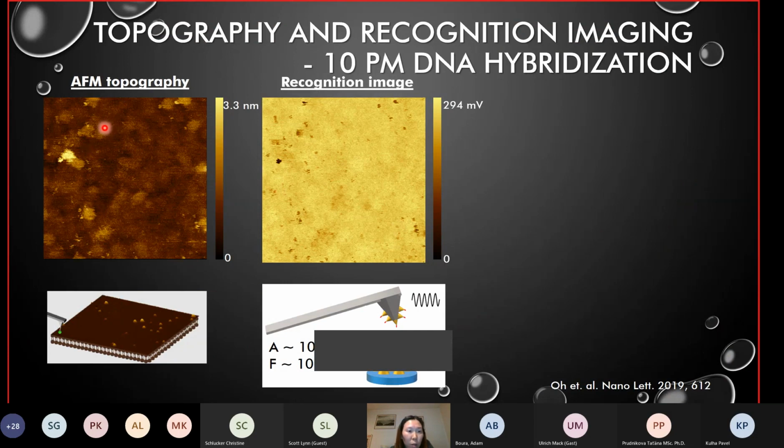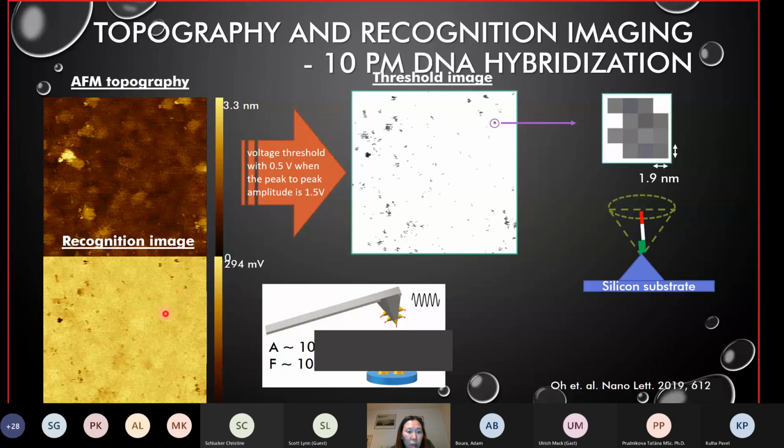So here is the AFM topography. You see we don't see where the DNAs are, but when we get this recognition image simultaneously, we can clearly see where our detection DNA interacts with the target DNA on the surface. Here there are several dark spots. When we cut out the background signal a little, we give a voltage threshold of about 0.5 volt when the peak-to-peak amplitude is about 1.5 volt, and we can see really clear dark spots.